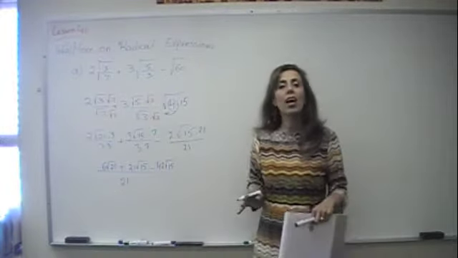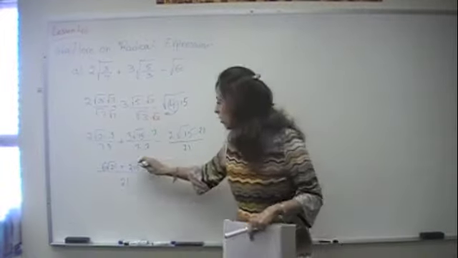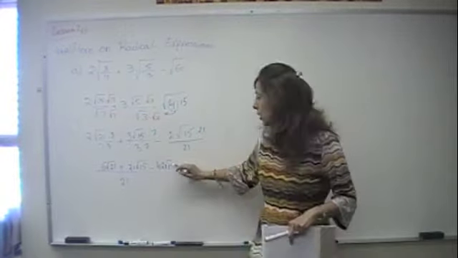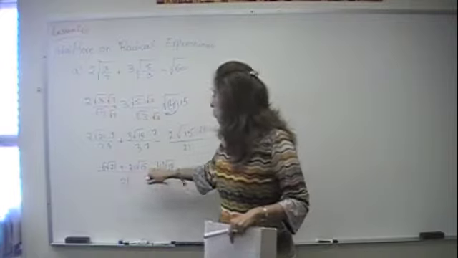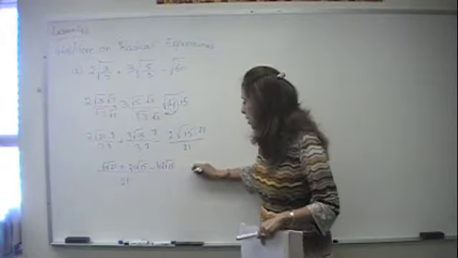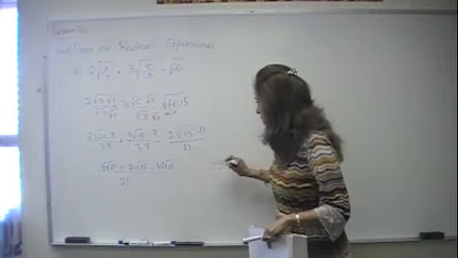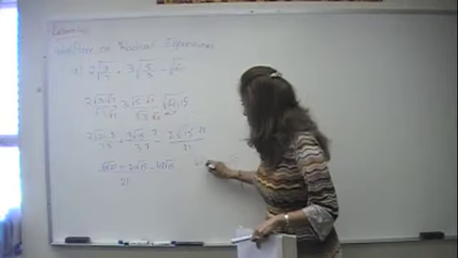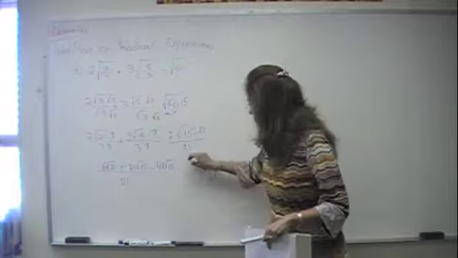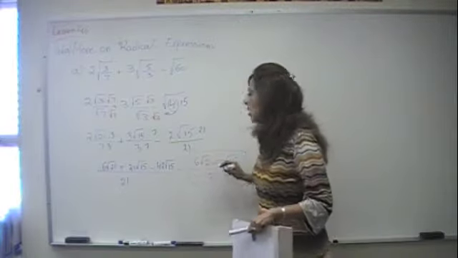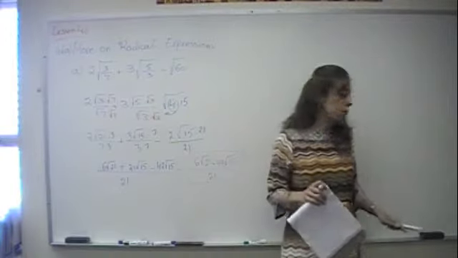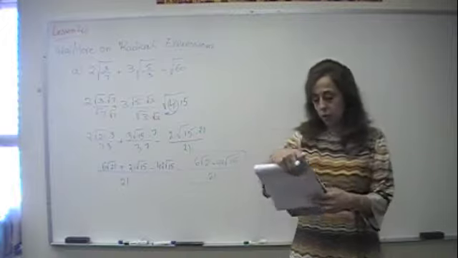Then I have to look if I have any like terms. I have here the square root of 15, square root of 15. That means I can do positive 21 minus 42, and that would be negative 21 square root of 15. And here 6 square root of 21 over 21. Now the 15 and the 21, I cannot factor them anymore, so I stop at this step.